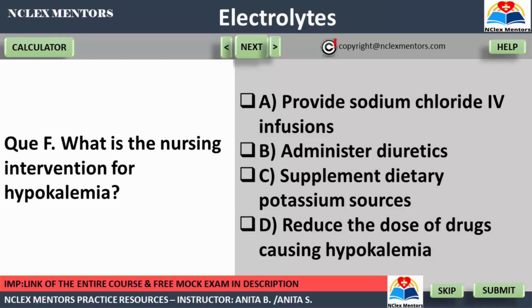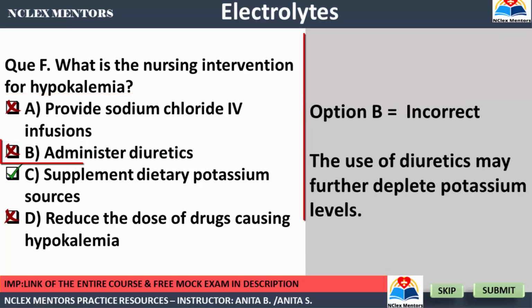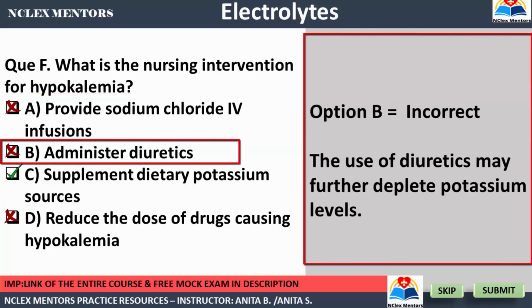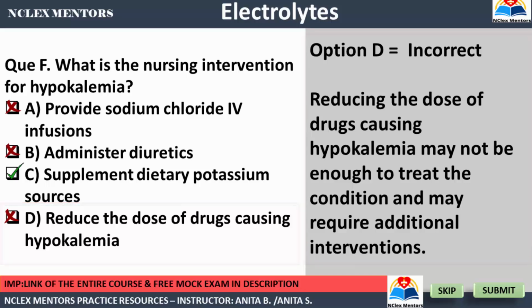All right, let me reveal the right answer to you. The correct option is C, supplement dietary potassium sources. Option A is incorrect as hypokalemia is not caused by fluid or blood loss and does not require sodium chloride IV infusions. Option B is incorrect as the use of diuretics may further deplete potassium levels. Option D is incorrect as reducing the dose of drugs causing hypokalemia may not be enough to treat the condition and may require additional interventions.